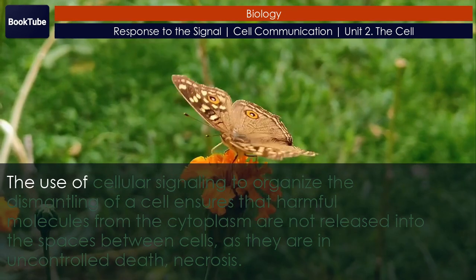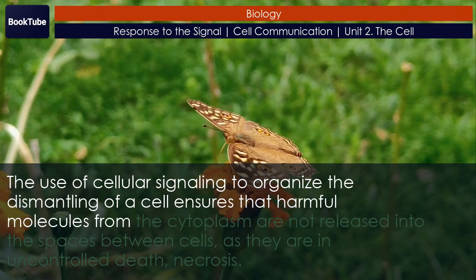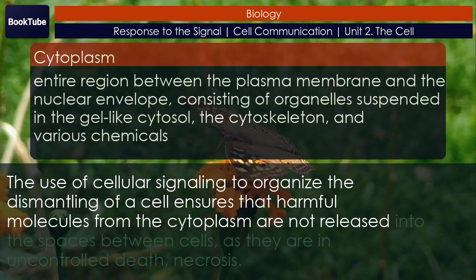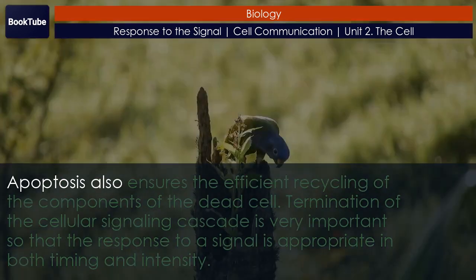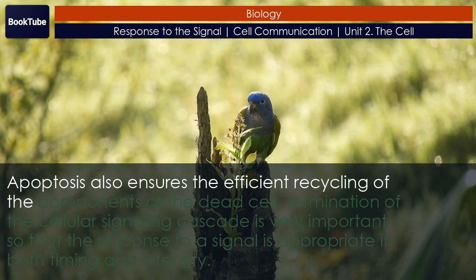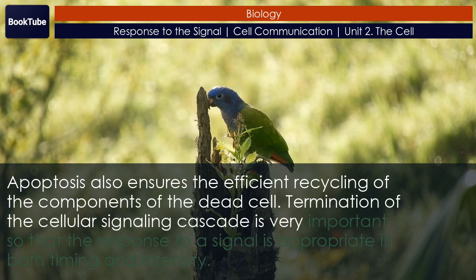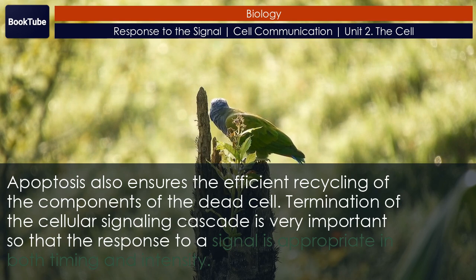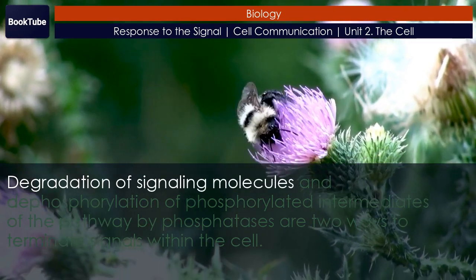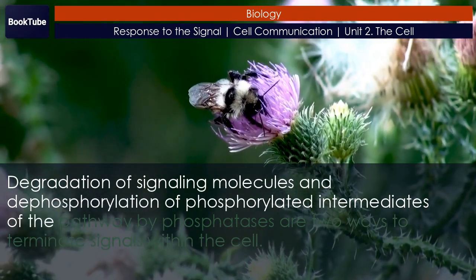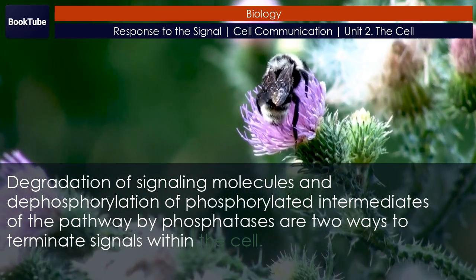The use of cellular signaling to organize the dismantling of a cell ensures that harmful molecules from the cytoplasm are not released into the spaces between cells, as they are in uncontrolled death, necrosis. Apoptosis also ensures the efficient recycling of the components of the dead cell. Termination of the cellular signaling cascade is very important so that the response to a signal is appropriate in both timing and intensity. Degradation of signaling molecules and dephosphorylation of phosphorylated intermediates of the pathway by phosphatases are two ways to terminate signals within the cell.